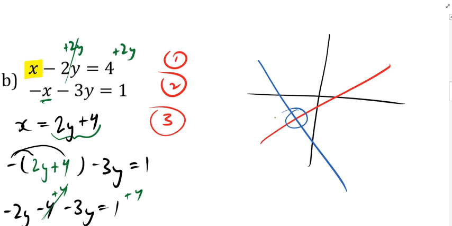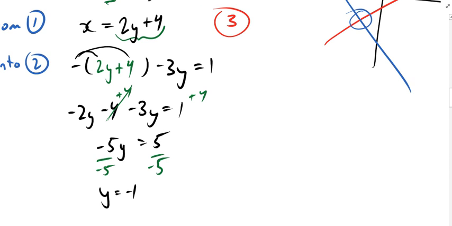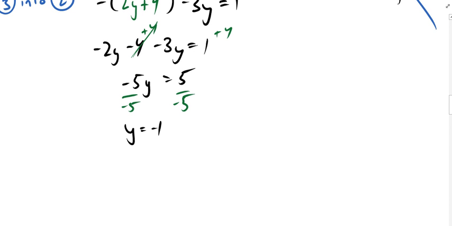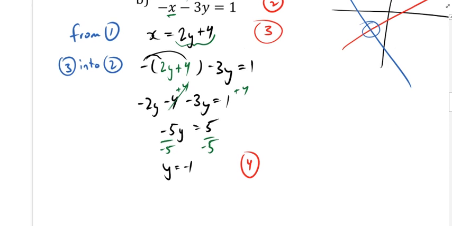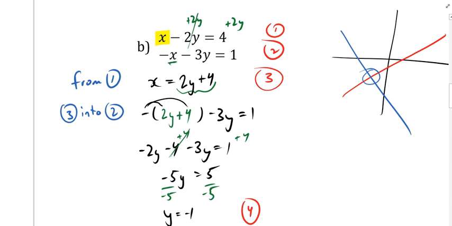There's their point of intersection. Point of intersection has an x and a y. I found y. What do I have to do next? Find x. We're not going to do this because we've done this a bunch of times, so we're going to skip to the next example, but I call that equation 4, and I go back up to one of the 2 original equations, 1 or 2, and I take 4 and sub it in there. I found y, now I need to find x. So I sub in for y, and then I find x.